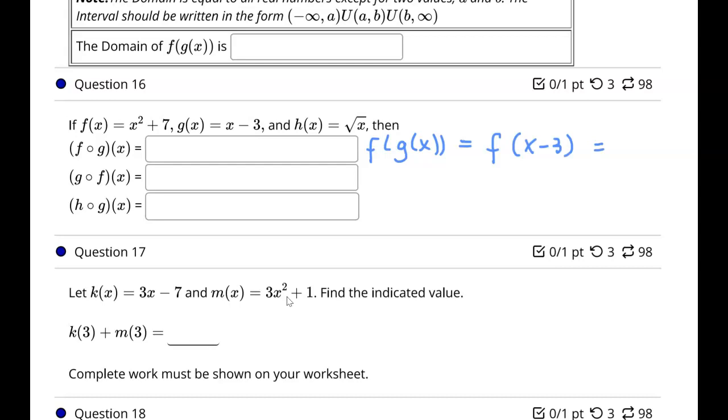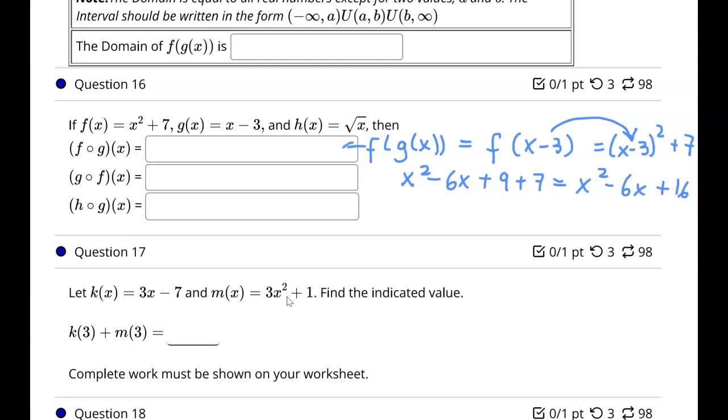Then I like to use the skeleton function for f of x, where f of x is an x value squared plus 7. But instead of writing x squared plus 7, I'm going to fill in this value. So it's x minus 3 squared plus 7. We can now expand that and rewrite it. So that's the same as x squared minus 6x plus 9 plus 7, which is equal to x squared minus 6x plus 16. So that's question number 1.